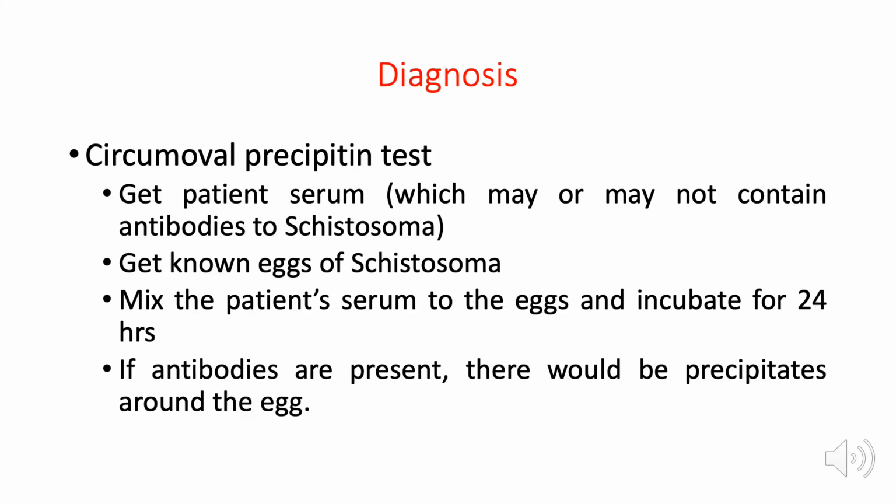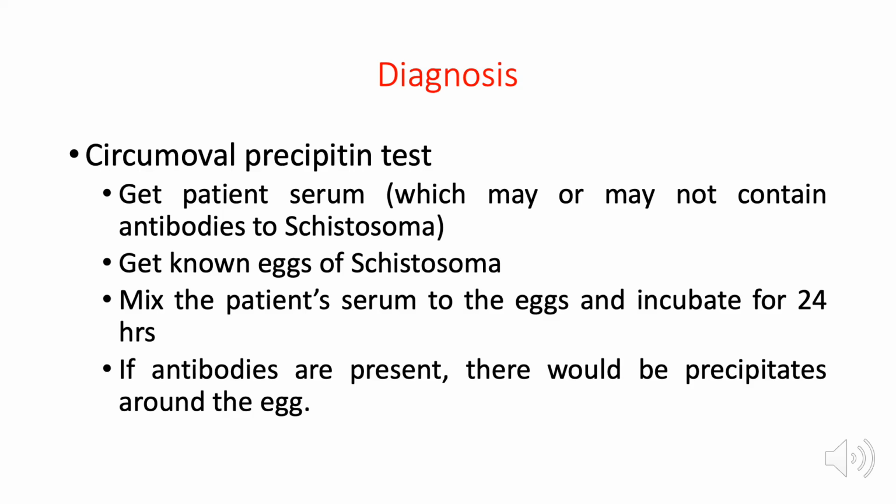So how do we diagnose schistosomiasis or bilharziasis? Number one, we can perform the circumoval precipitation test, or simply COPT. We will get serum from the patient. The main purpose is to determine whether the patient has antibodies against Schistosoma, because if she or he does have antibodies, then it would mean that she or he has the infection.